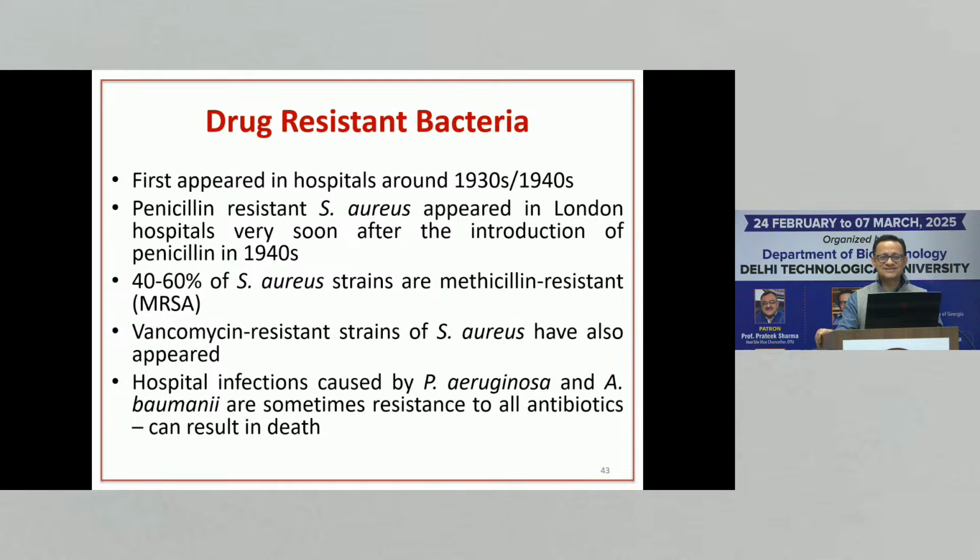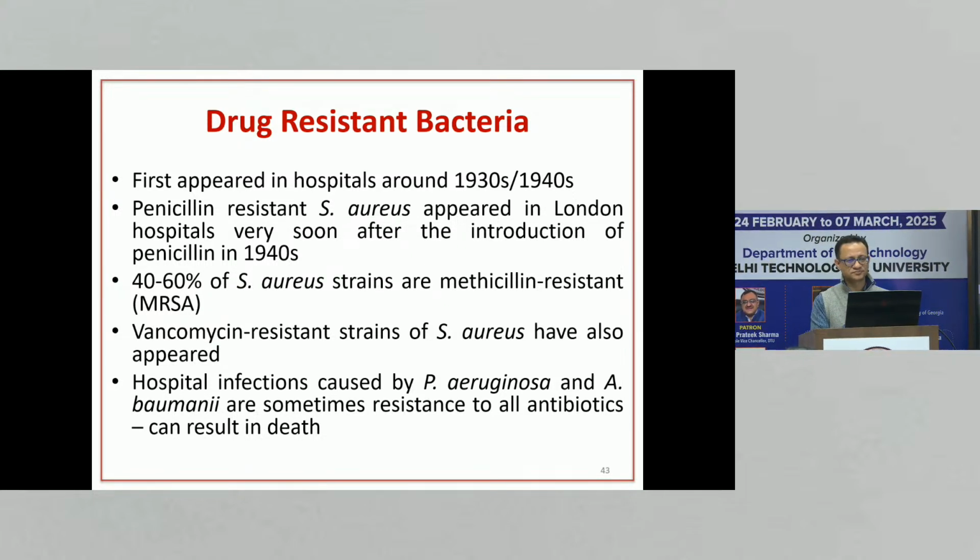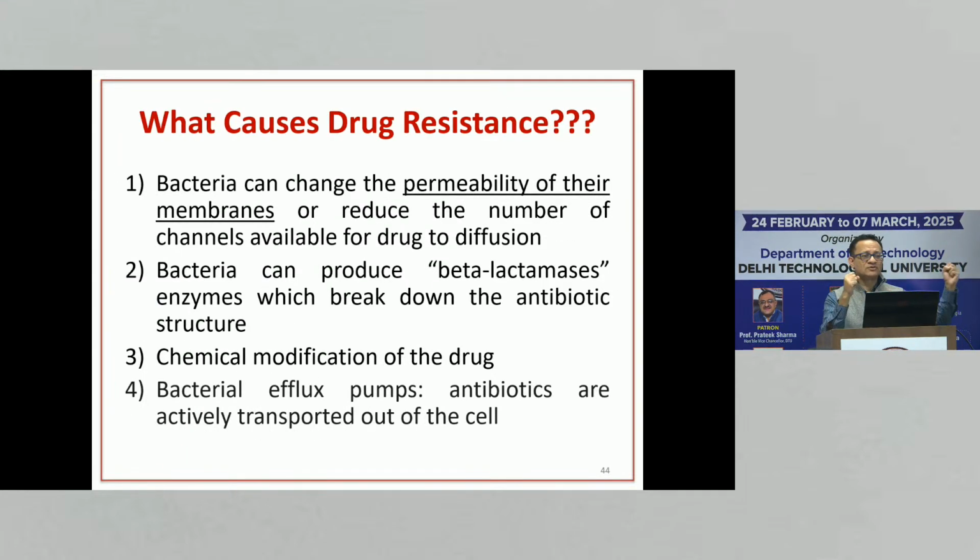What causes drug resistance? Bacteria can change the permeability of their membranes. Bacteria have channels that the drug can go through. Due to quorum sensing, if they talk and tell each other, hey, something is coming to kill you, they can change their permeability so they don't take that drug in. Bacteria can produce beta-lactamase that can break down the antibiotic structure. So if bacteria in a biofilm are signaling that something is coming, they can start making beta-lactamase so that when that drug comes, it just attacks the drug.